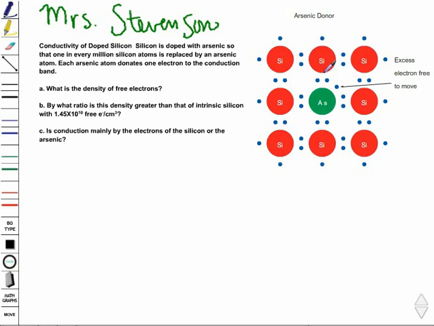When silicon is doped with the arsenic atoms, there is 1 extra electron to move from atom to atom when thermal energy is added. This is what's called an N-type semiconductor. In order to solve this problem, we first have to write down our knowns.